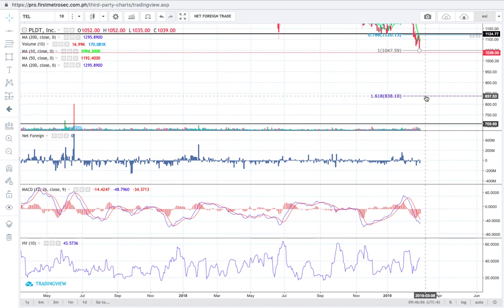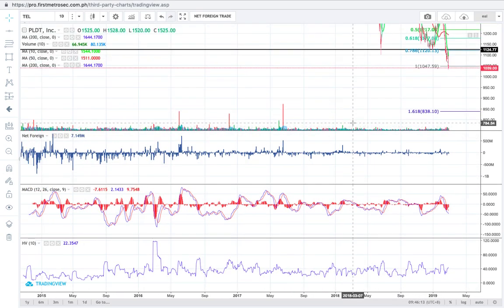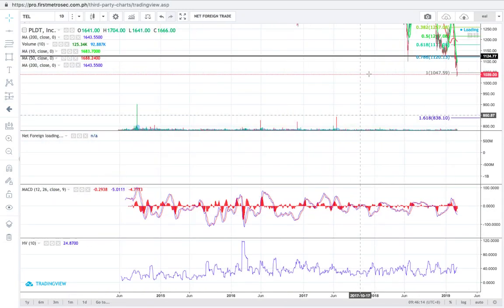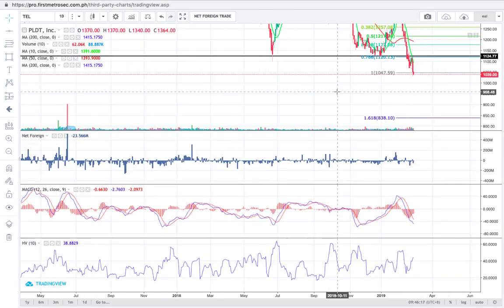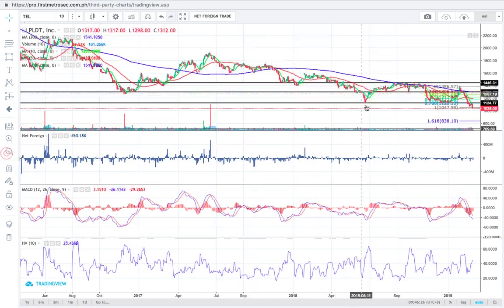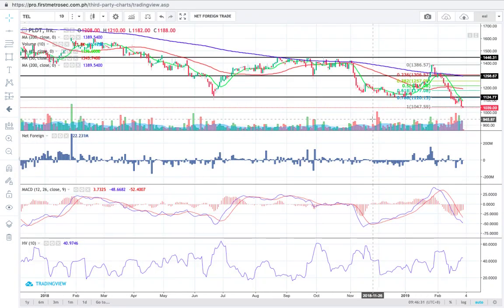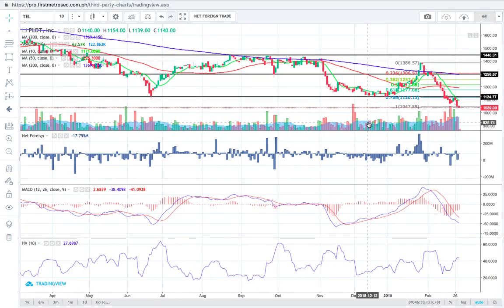So if you do have TEL, what made you think that you should still have TEL all this time? Okay, no, kidding aside, if you have been asking for my technical analysis, the only recommendation that I would give to you every time on TEL is not to touch the stock yet. Do not touch TEL yet.